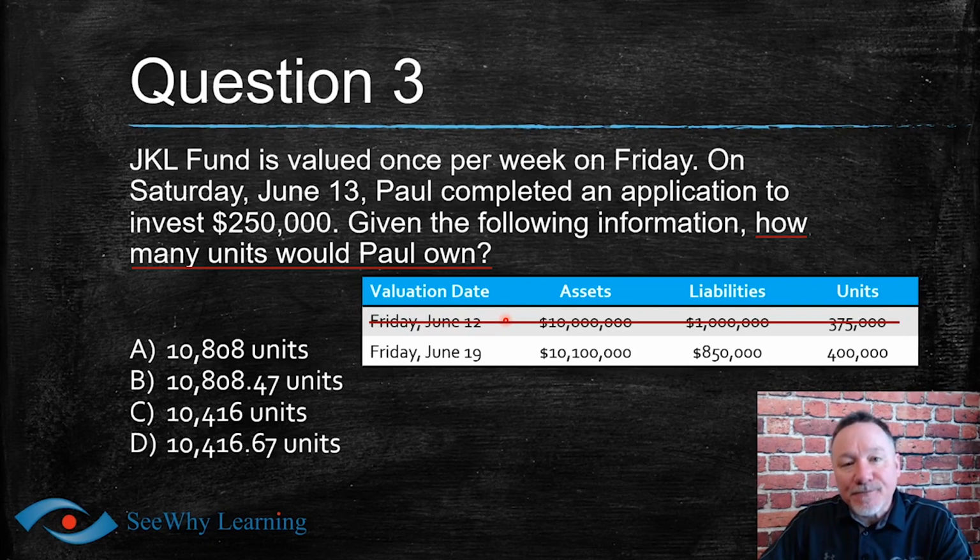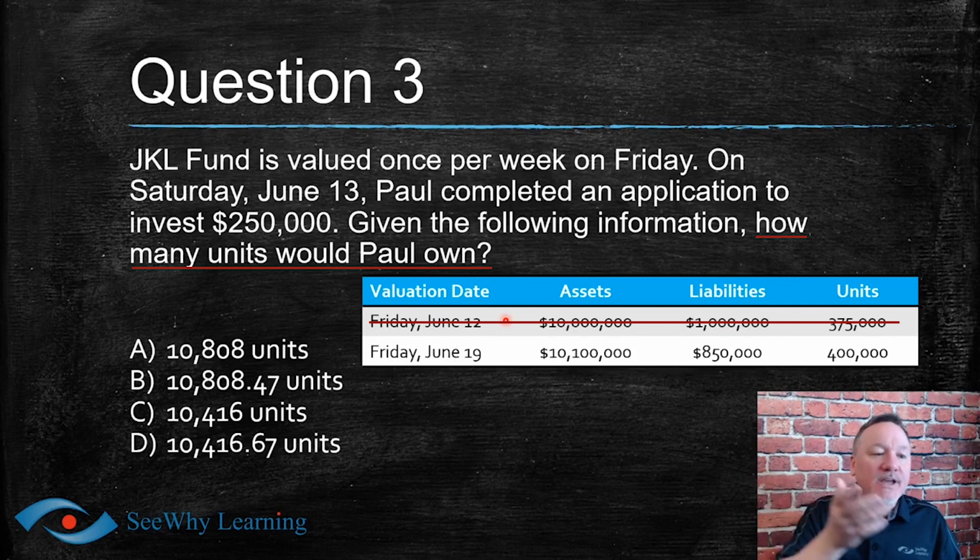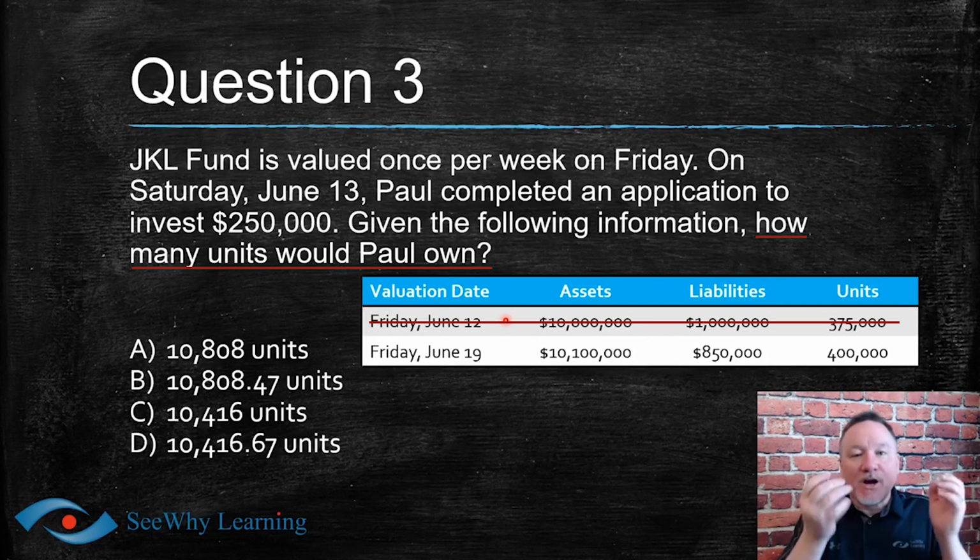His order is after that date. So again, he's not going to get Friday, June 12th pricing. He has to wait until the next valuation date. And the next valuation date is Friday, June 19th. So the first thing we've got to do is figure out which valuation date to use. We're going to have to use Friday, June 19th.